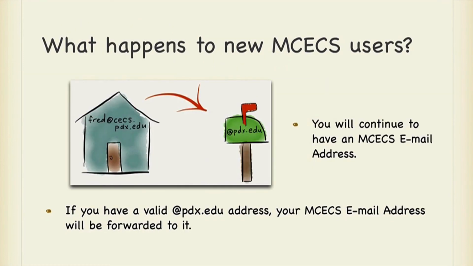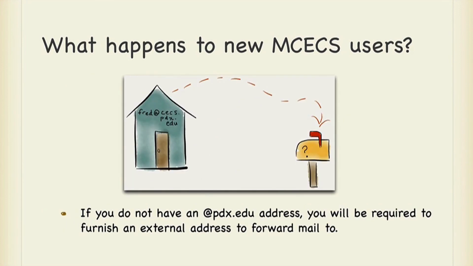New users will continue to have an MCECS email address of the form user@cecs.pdx.edu. At the time of your account creation, if you had a valid @pdx.edu address as provided by OIT, your MCECS email address will then be forwarded to it. On the other hand, if you did not have an @pdx.edu address at the time of account creation, you will be required to furnish an external address to forward mail to.